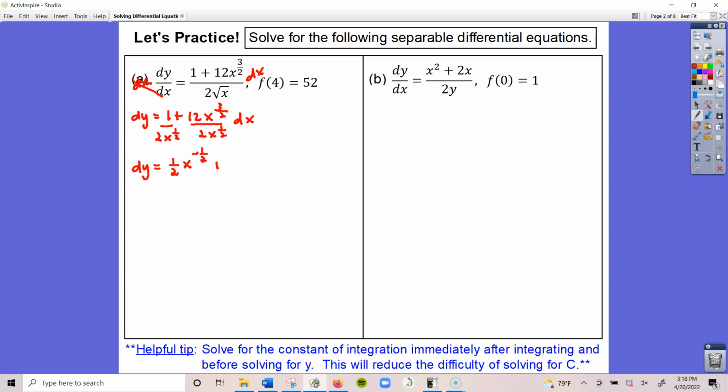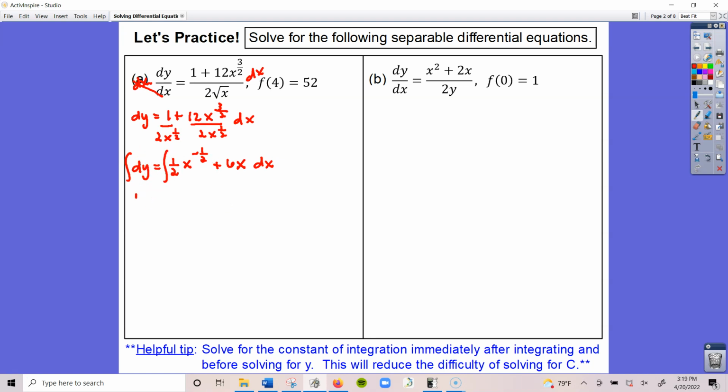Then over here, we have plus 12 divided by 2 is 6. And x to the 3 over 2 over x to the 1/2, we subtract the exponents. 3 over 2 minus 1 over 2 is 2 over 2, which is 1. So that is my new exponent of x, dx. Now I'm ready to integrate it.